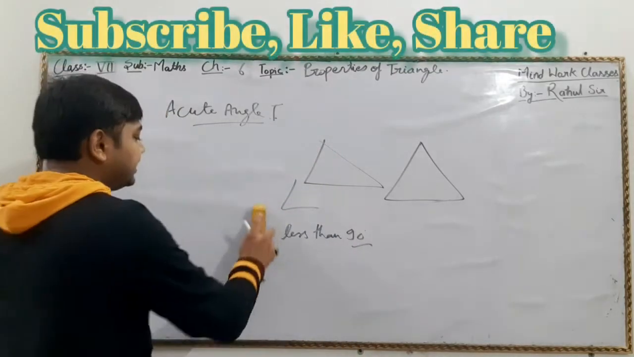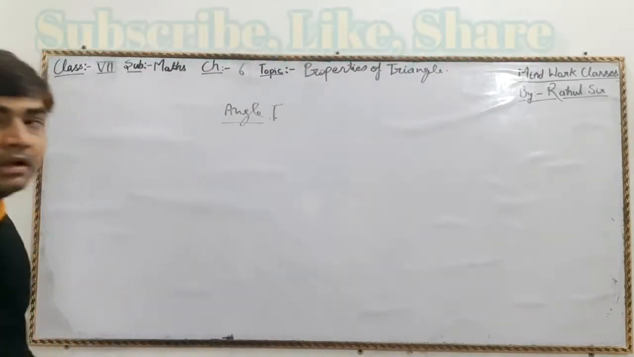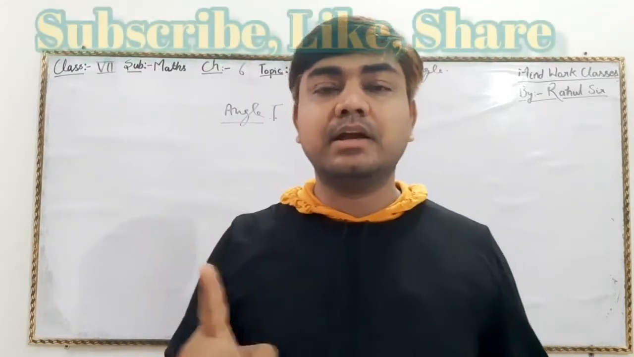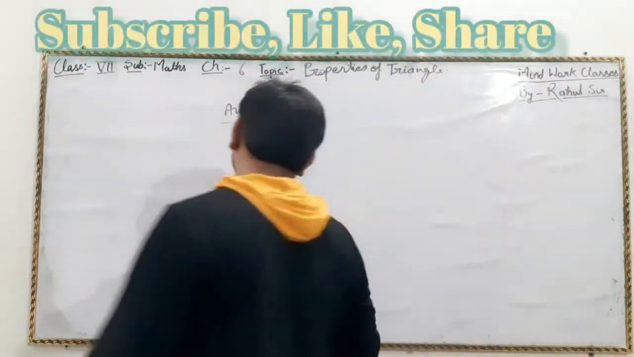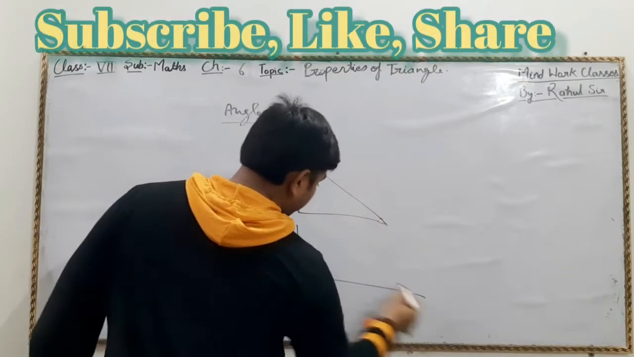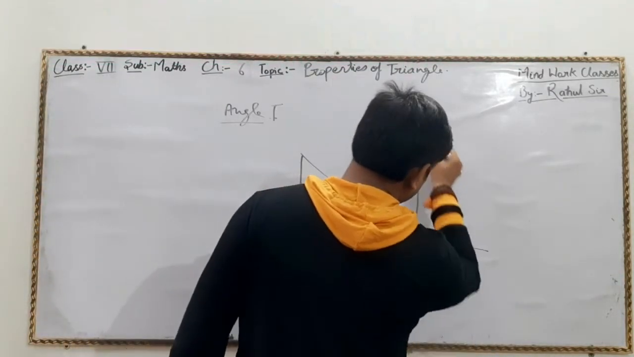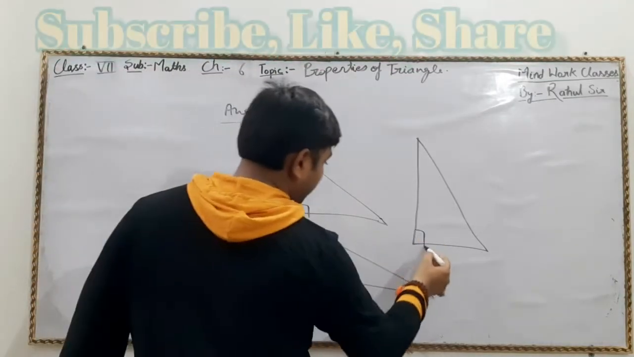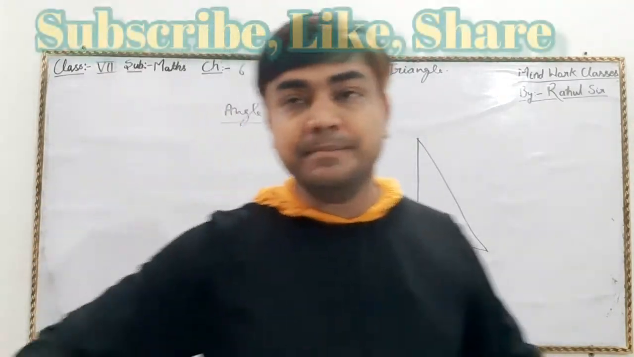The next one is the right angle triangle. What is a right angle triangle? If one angle of any triangle is 90 degrees, then this type of triangle is known as a right angle triangle. Like this. Here we see that this angle is 90 degrees. So these types of triangles are known as right angled triangles.